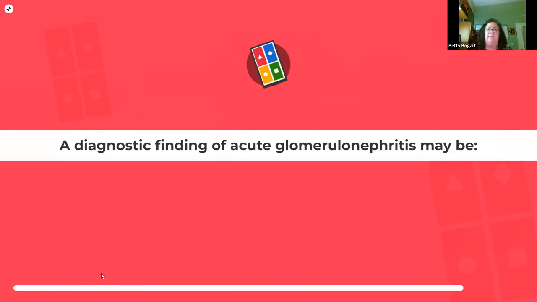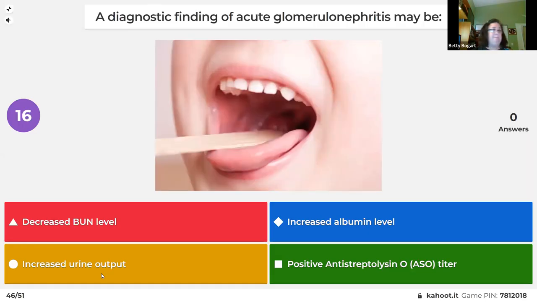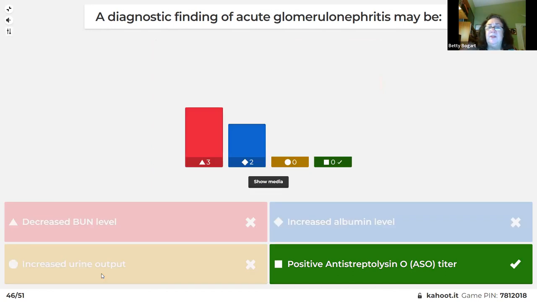A diagnostic finding of acute glomerulonephritis, maybe. I'm asking it in a different way. So we know it's from a strep infection, right? So when you look at the positive anti-streptolysin titer, or positive ASO titer, it's a positive strep in the body. So that will show you that it's due to the strep infection, which caused the glomerulonephritis. That's another way of asking for it. Not that they've had a recent pharyngitis, but they have a positive ASO titer.